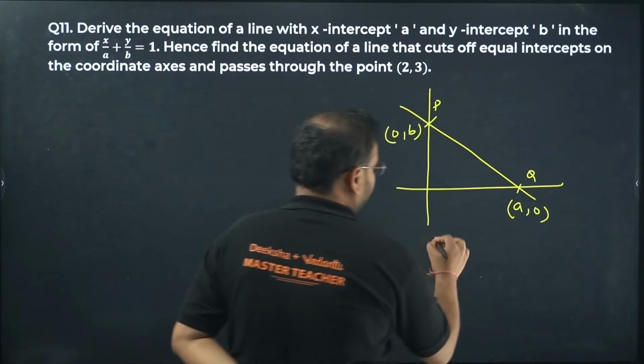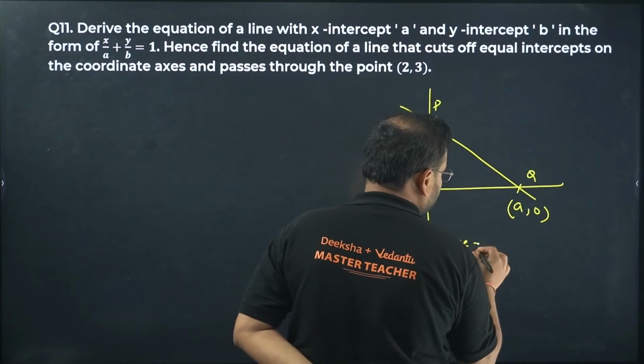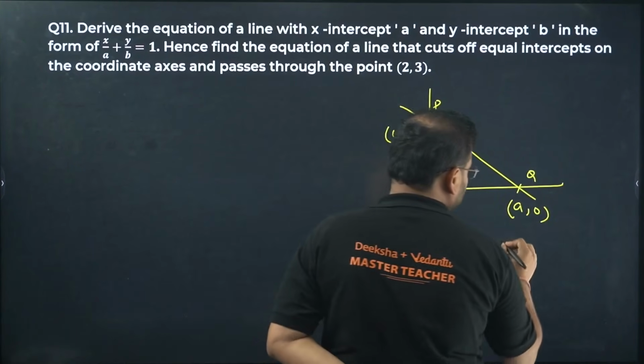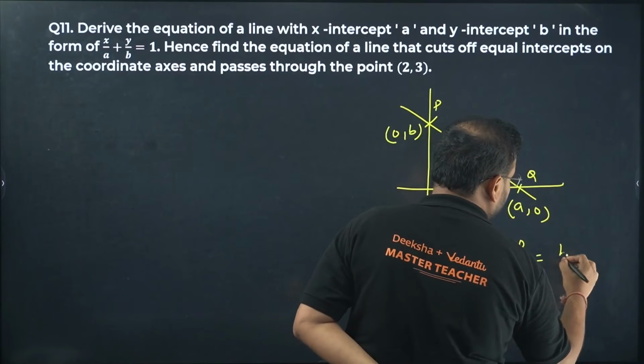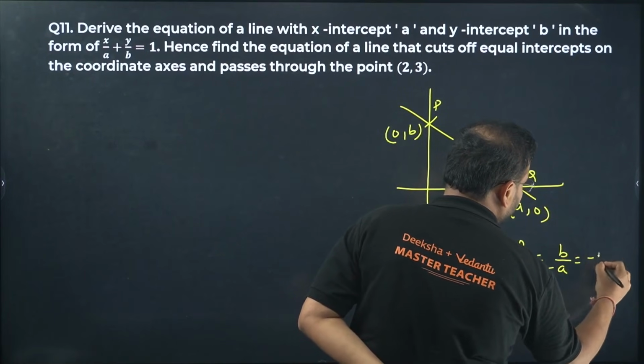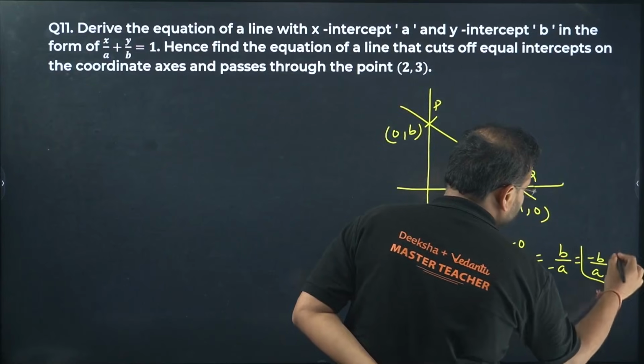First find the slope. Can you find the slope? Of course we can find, sir. We can go y, B minus 0 upon 0 minus A. Answer will be B upon minus A. So minus B upon A is my slope.